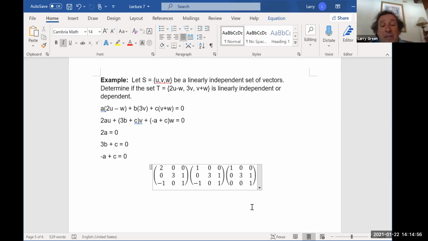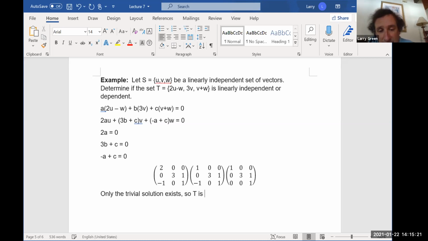This is a 3 by 3 matrix, right? So it only has a trivial solution. Now we know that A, B, and C are 0. So only the trivial solution exists. So T is linearly independent. Any questions on this example?